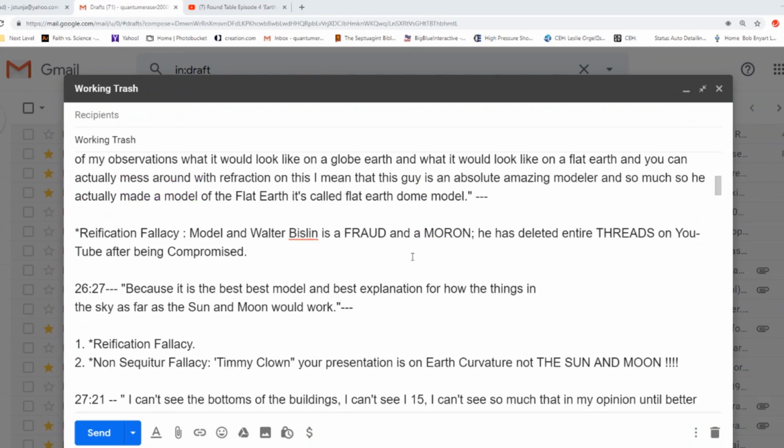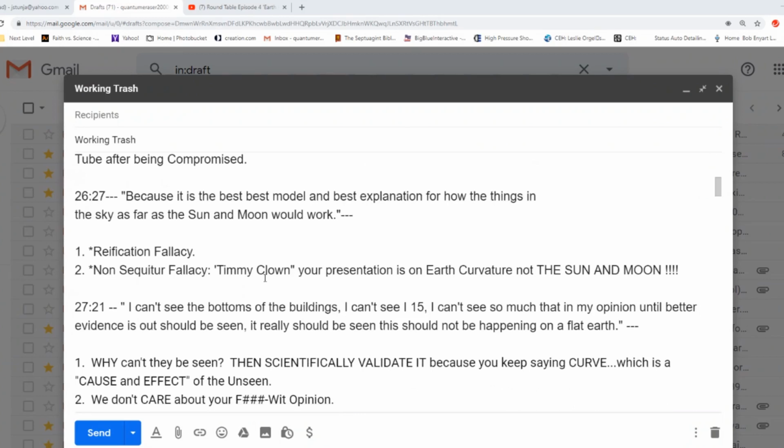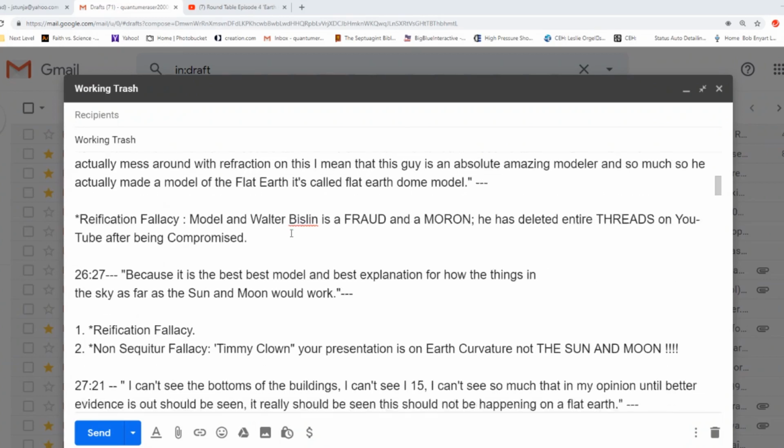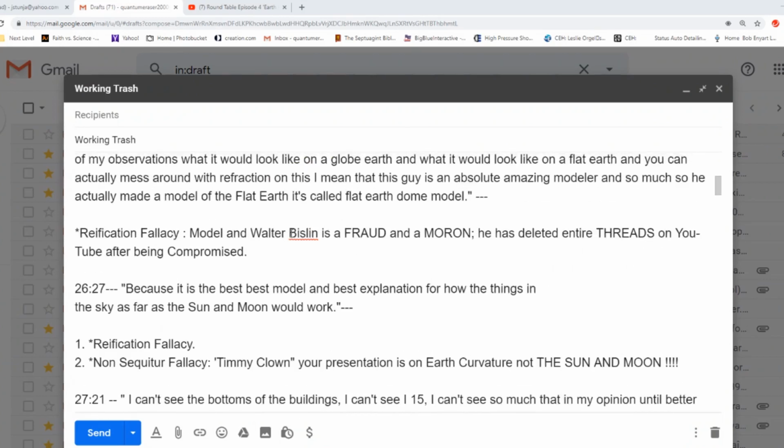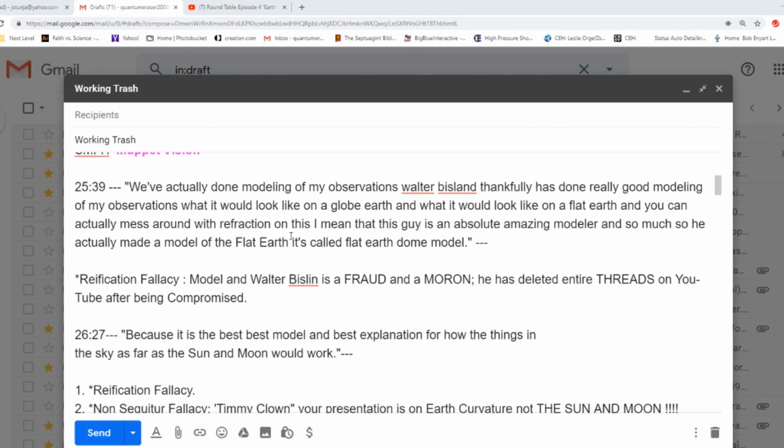We've already gone over Walter Bislin. He's just a fraud and a moron, deleting his threads. Anything on that? Yeah, it's just reification all over the place. They love their models. Everything's got to be compared to their model when we don't live on a model. Just look up the reification fallacy. That's what they're doing. We don't live on a model. The map is not the terrain. It's nonsense. It's pseudoscience. It's definitely not proving where we live.